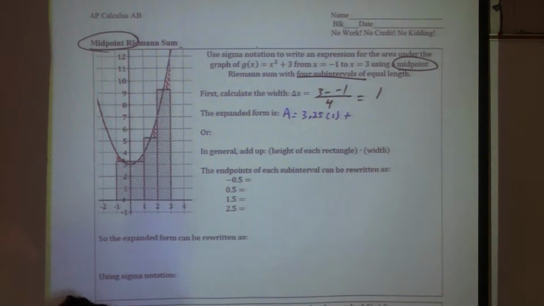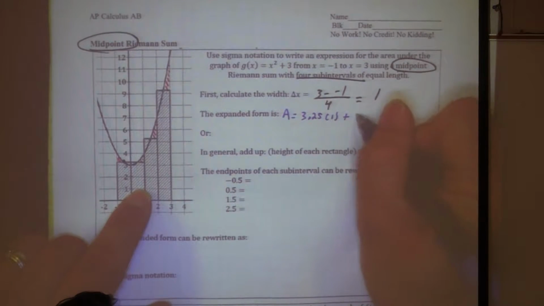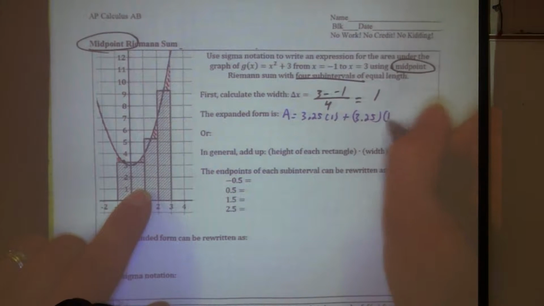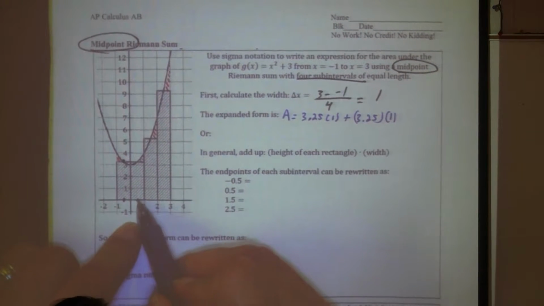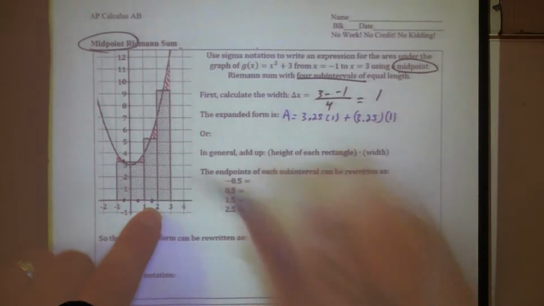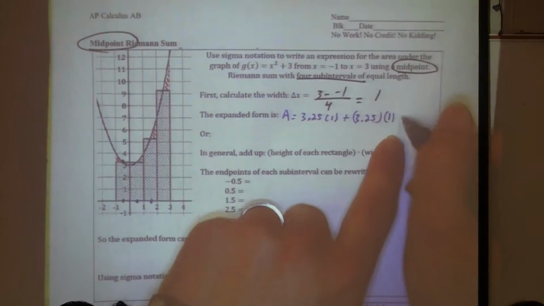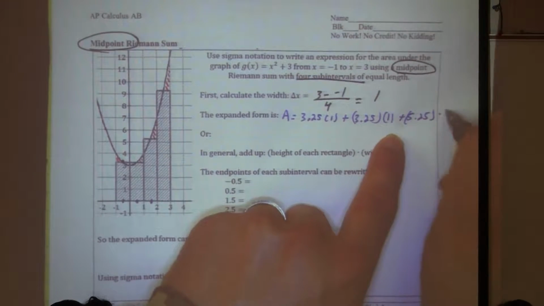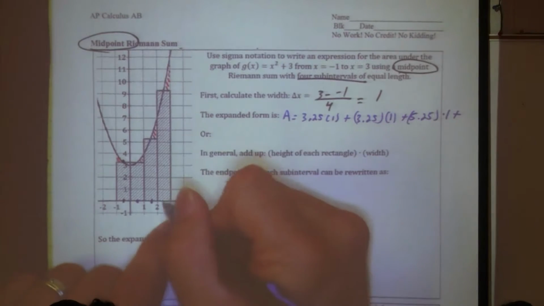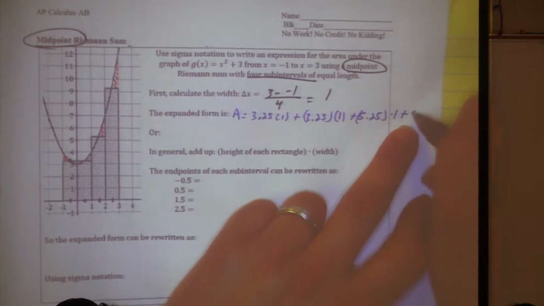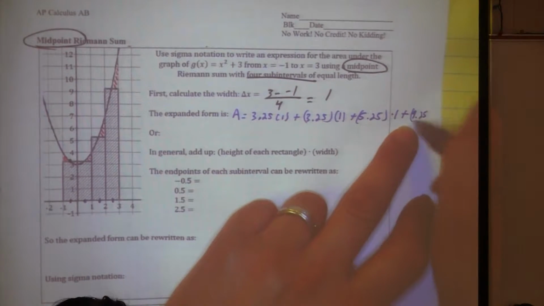Plus, what's the height of the second rectangle? 3.25, because we're putting in 0.5 again, right? Now it's positive 0.5. The third one, we're going to put in 1.5. What would we get there? 5.25 times 1. Plus, the last one we put 2.5. Now it's going to give us 9.25.